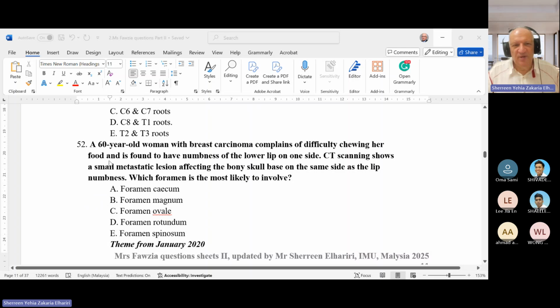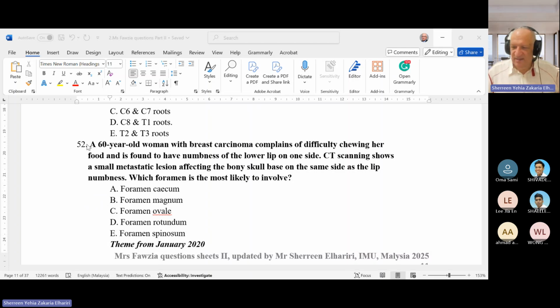Next question, again, foramina of the skull is very important, very common, easy, and it is all or none. So it is either correct or not correct. A 60 year old woman, breast carcinoma, complains of difficulty swallowing her food and is found to have numbness in the lower lip on one side. CT scan shows a small metastatic lesion affecting the bony skull on the same side as the lip numbness.